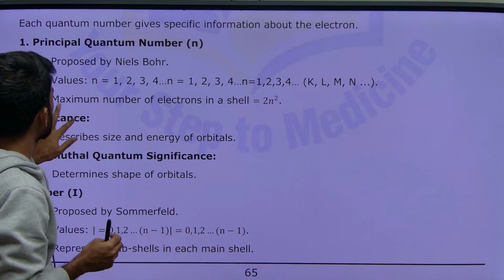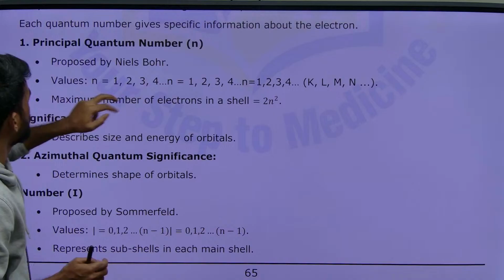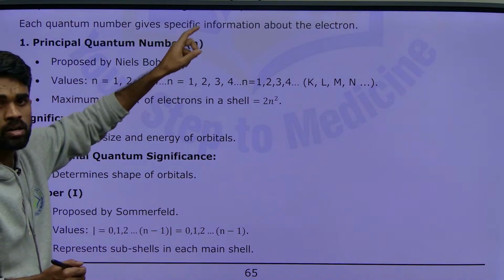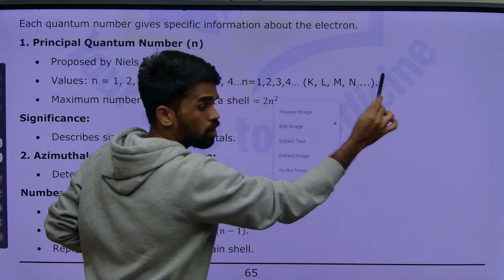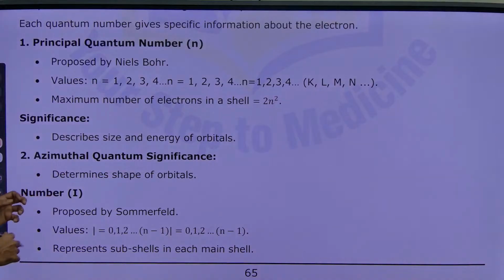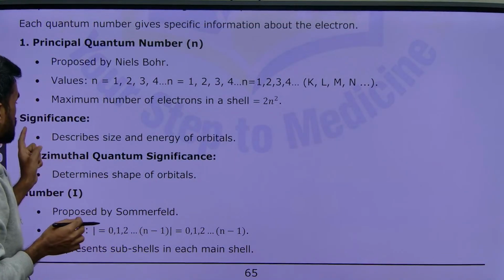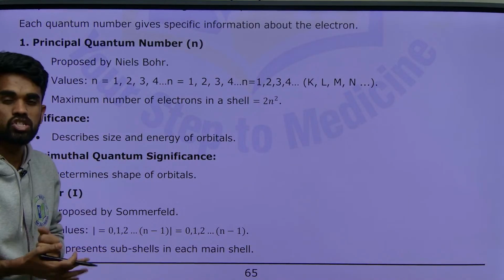Okay, so once again look into it. Principal quantum number is indicated with n, and it is given by Niels Bohr. It varies from 1, 2, 3, and so on. Or you can indicate with K, L, M, N, and so on also. Next, the maximum number of electrons in a shell is given as 2n square. Next, it describes the size or radius and energy of orbitals.